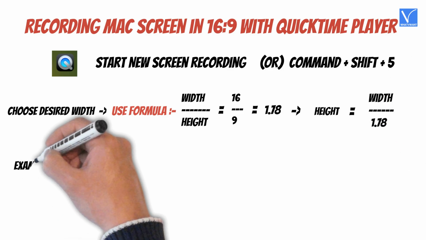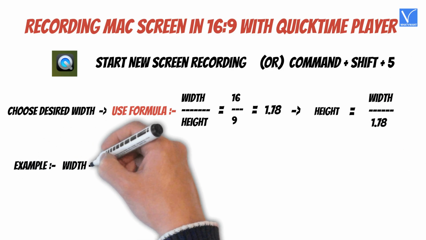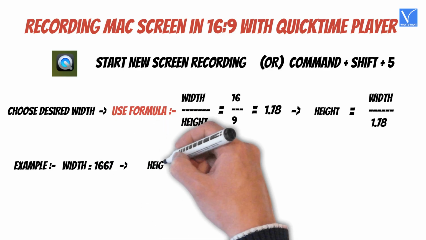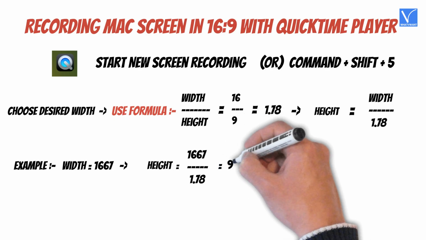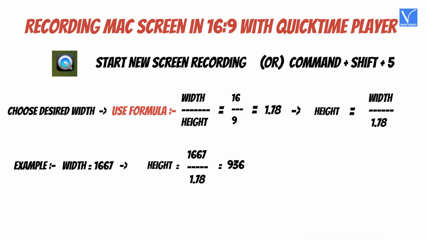For example, your required window width is 1667 pixels. Now the height will be 1667 divided by 1.78 equals 936 pixels. Adjust the screen recording window to the calculated dimensions, 1667 by 936, for a 16:9 aspect ratio. Like this, you can adjust the width and height according to your requirements, using the 16:9 ratio formula to ensure the correct aspect ratio.